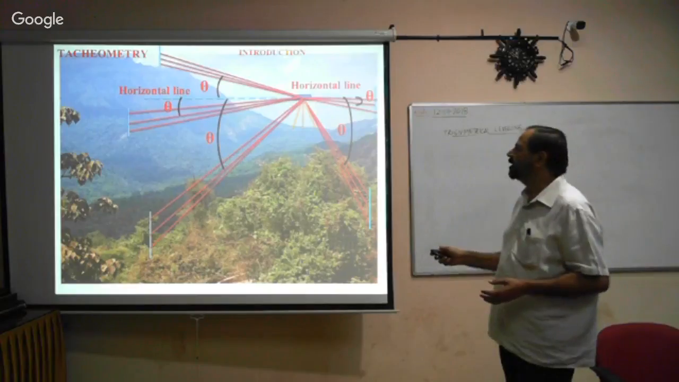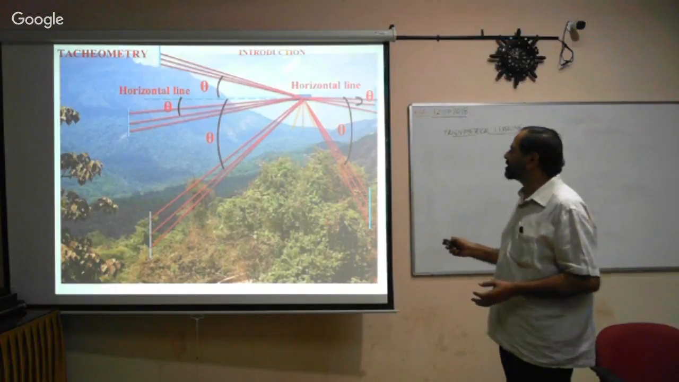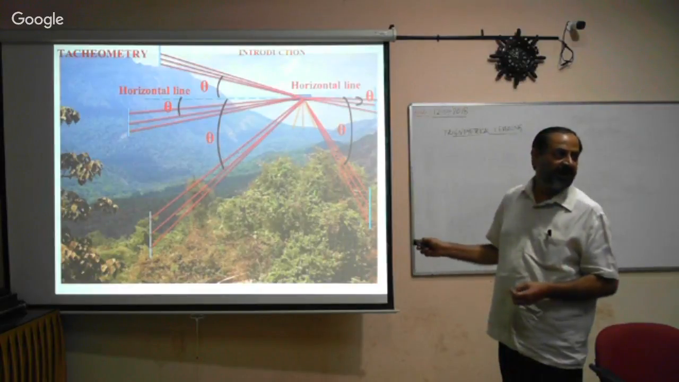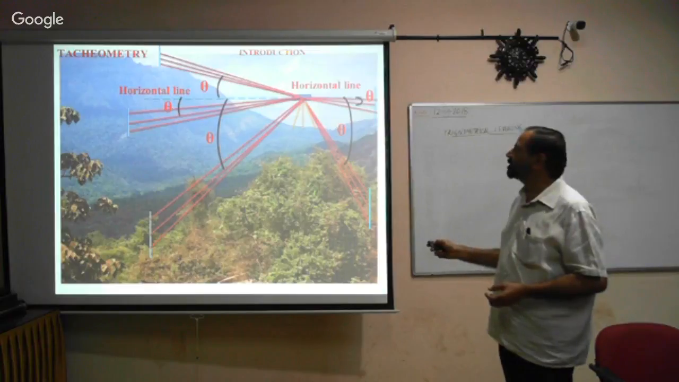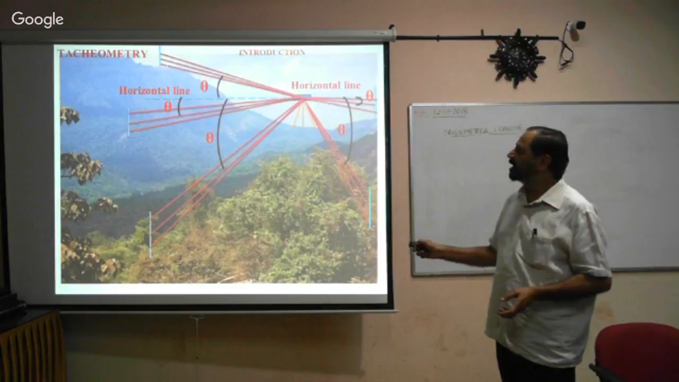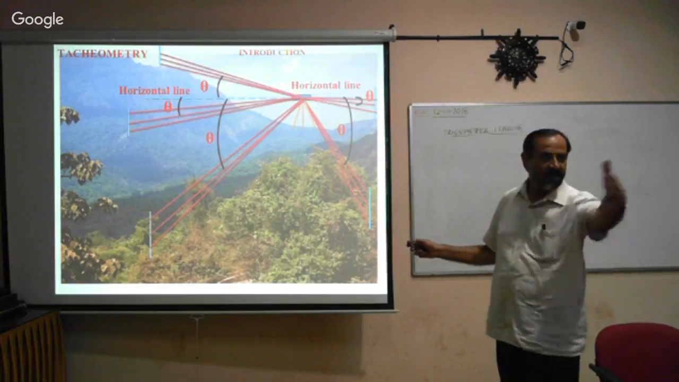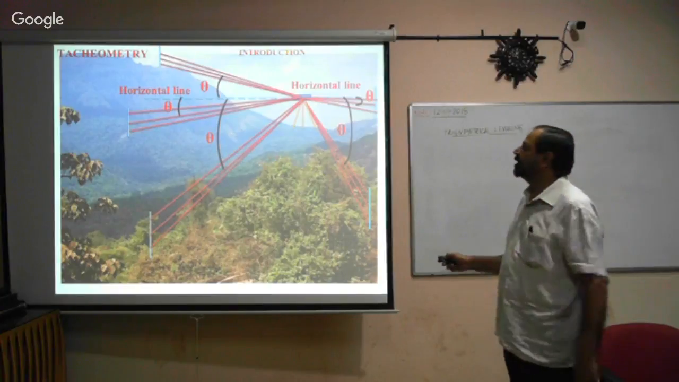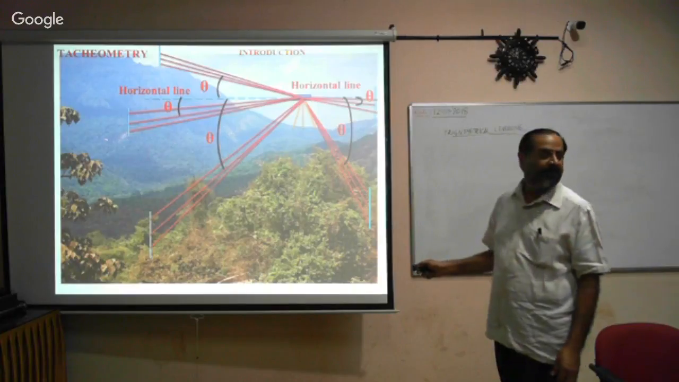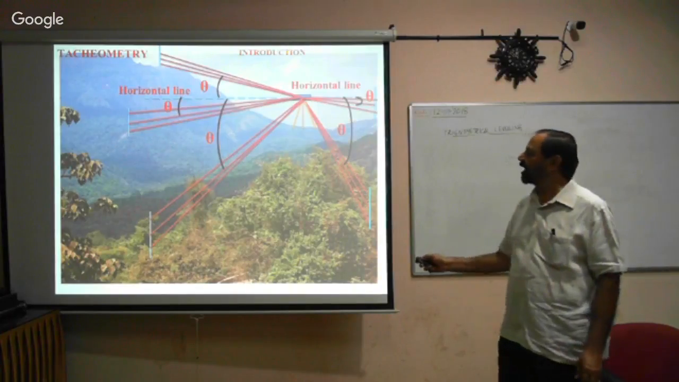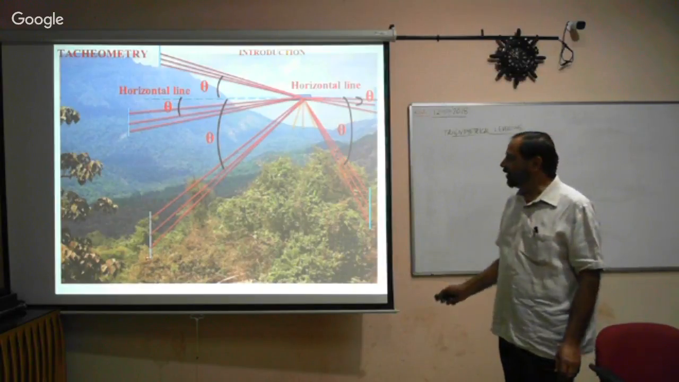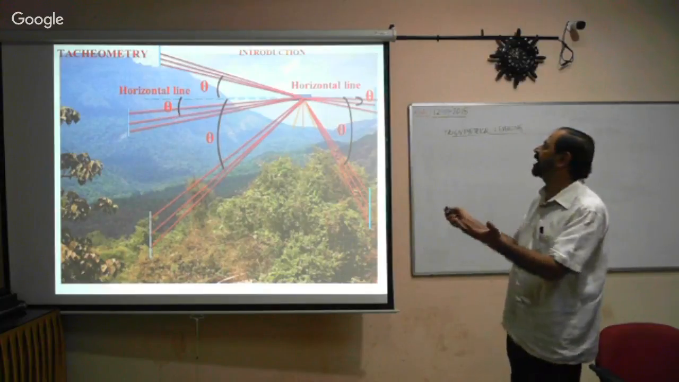To understand the topography and to propose some project, we need to install the instrument and take the stadia readings. So from one station, we can work out the elevation of this location and also the horizontal distance. Similarly, from the same station, we can work out the elevation of this location and calculate the horizontal distance. And similarly, we can take any number of readings.